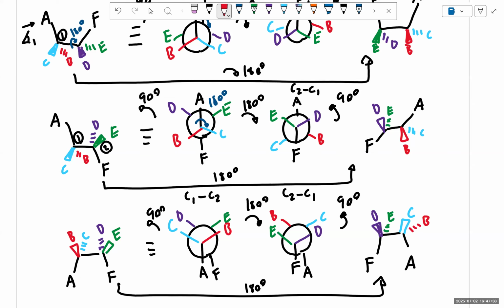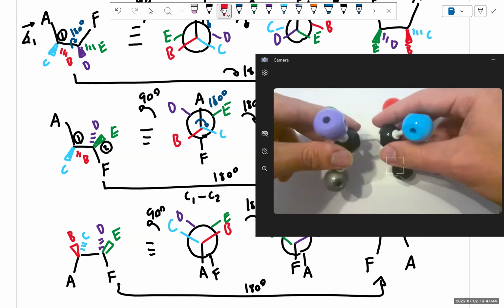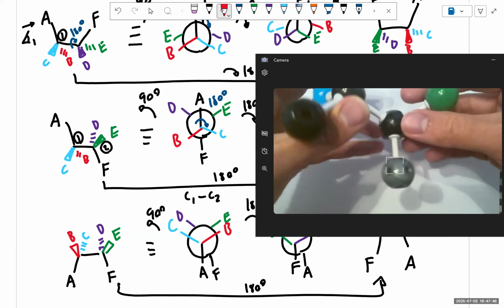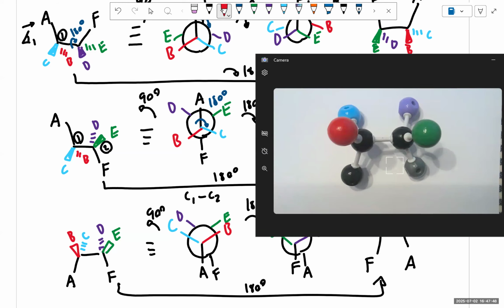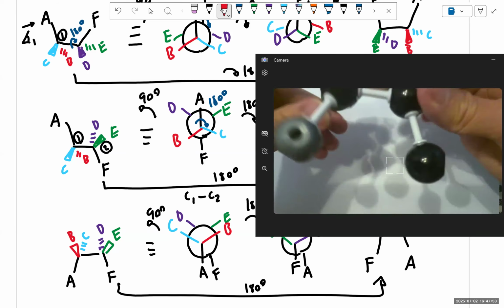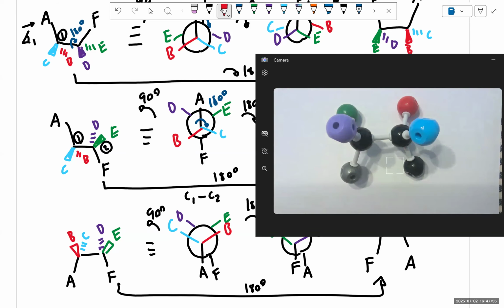Now, to prove that these two Dash-Wedge depictions are just rotated 180 degrees, here is our original Dash-Wedge depiction, which matches what we have on the left. And here is the rotated Dash-Wedge depiction, which is the structure on the right.